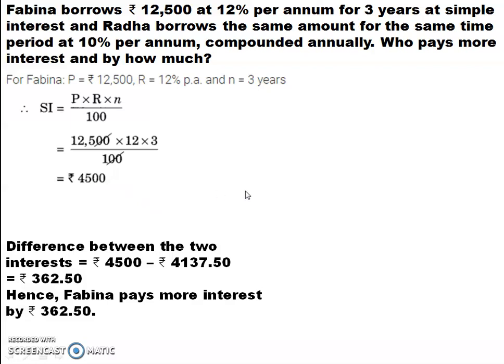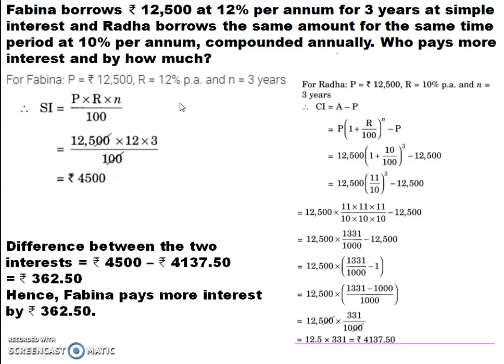And what about Radha? Radha is using compound interest. So after the calculations, that is P is 12,500, R is 10%. Here I can use reducing fraction. 10 by 100, what is 10 by 100? It is 1 by 10. 1 plus 1 by 10 is 11 by 10. So here you are getting compound interest as 4,137.50.